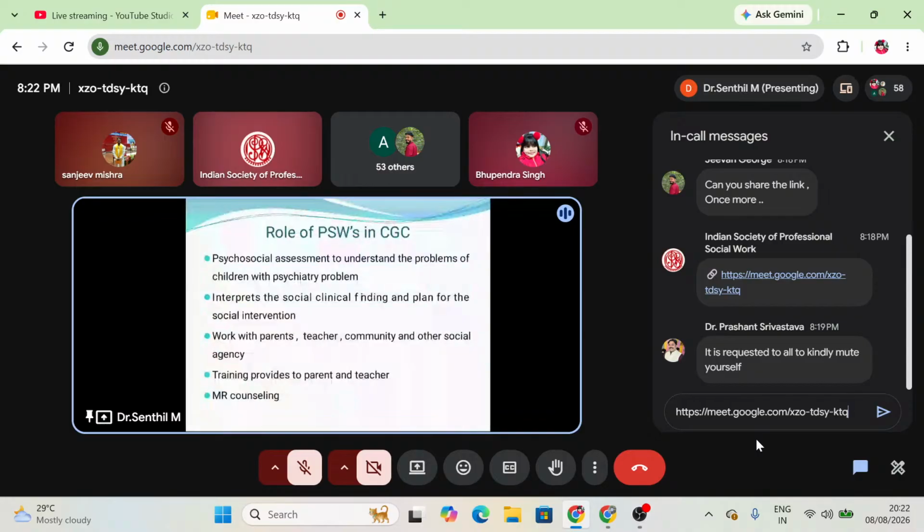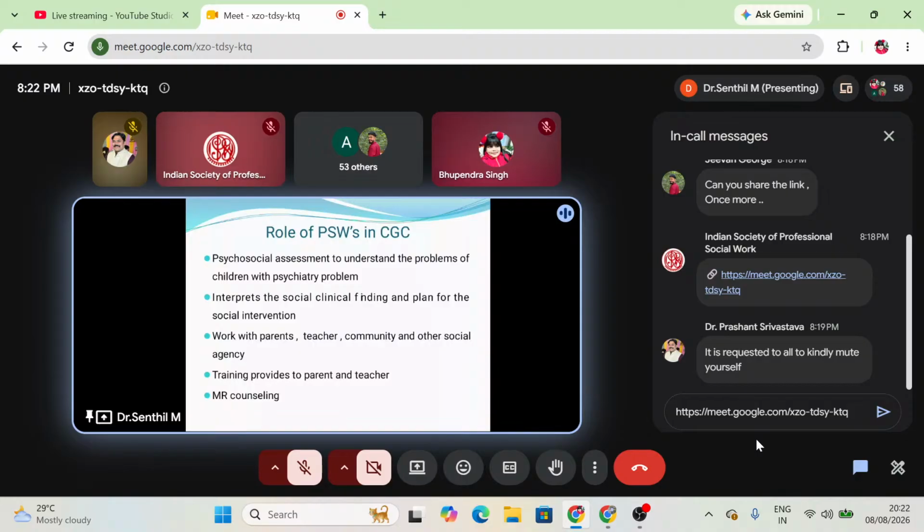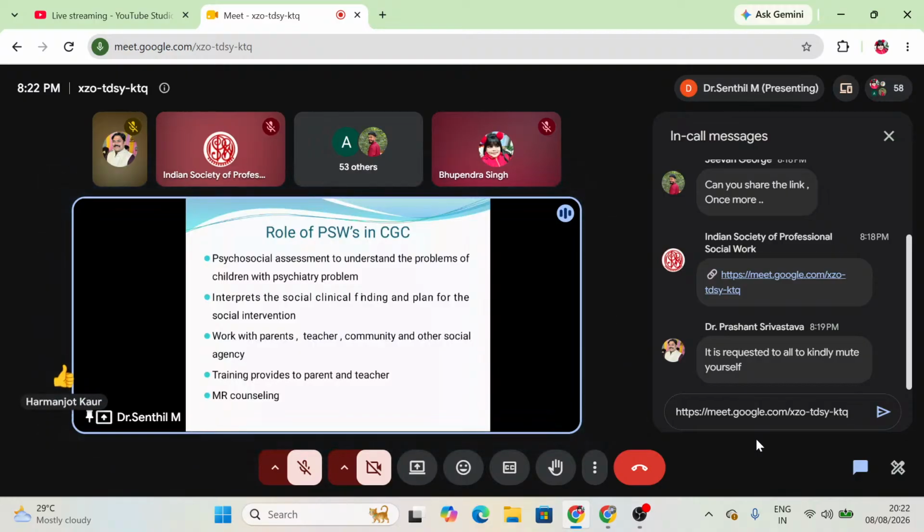Next one is the role of PSWs in CGC. Yes, the slide is moving. So the role of PSW in CGC, that is a child guidance clinic.